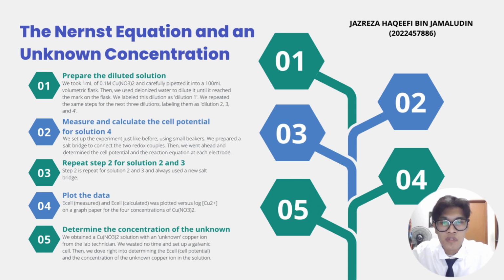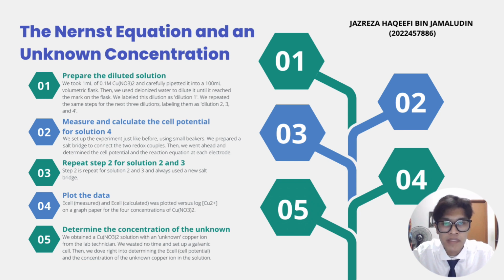Alright, now moving on to part 3, which is the last part of this experiment, where we do the Nernst equation with an unknown concentration. First, we need to prepare the diluted solution, where we took 1 milliliter of 0.1 M copper nitrate and carefully pipetted it into a 100 milliliter volumetric flask. Then we use deionized water to dilute it until it reaches the calibrated mark on the flask. And then we label this dilution as dilution 1.